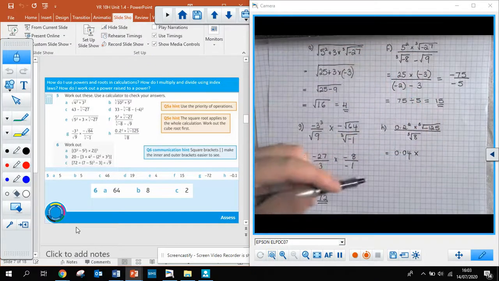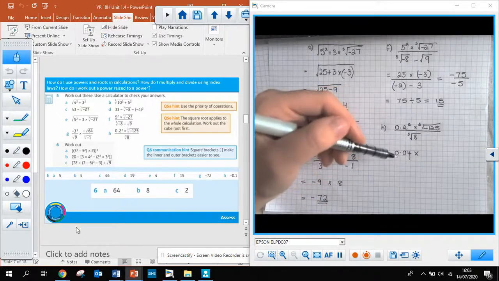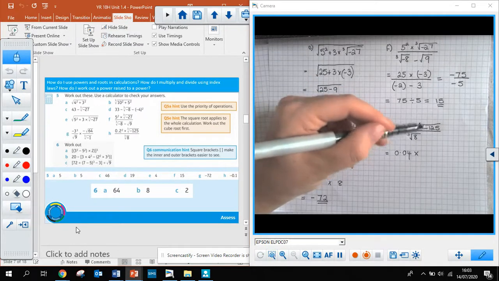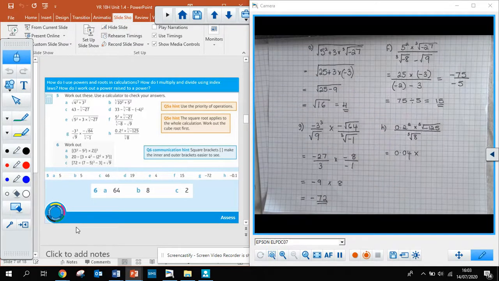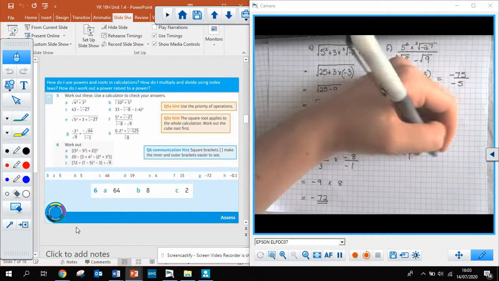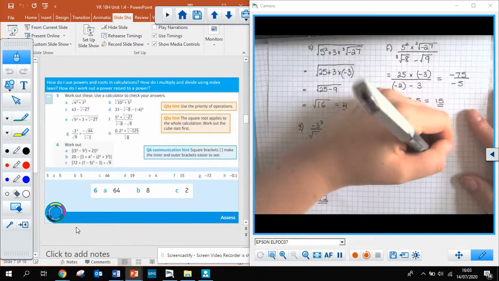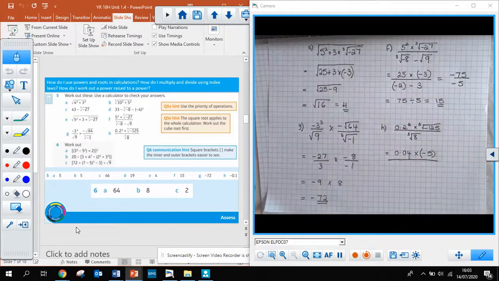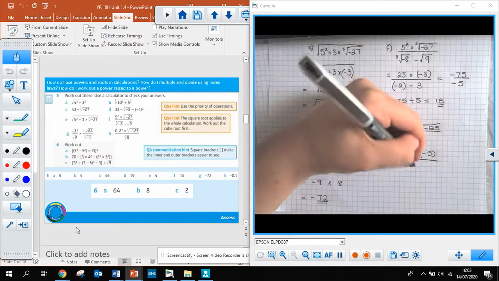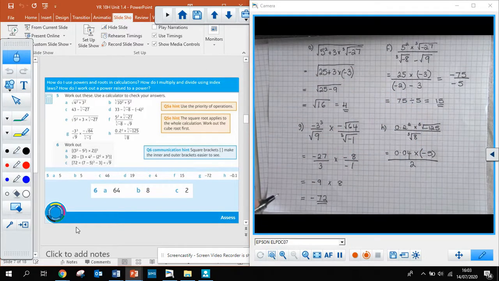Then it's multiplied by the cube root of negative 125. I know the cube root of negative 125 is negative 5. And then it's all over the cube root of 8, which I know is 2. Okay? So I'm doing 0.04 multiplied by negative 5, divided by 2.